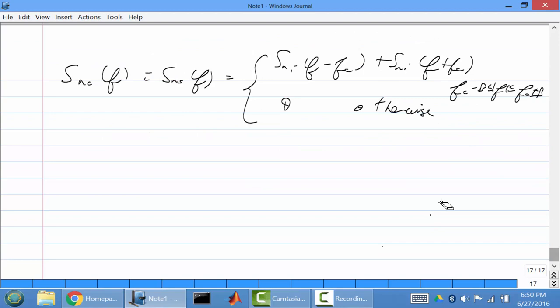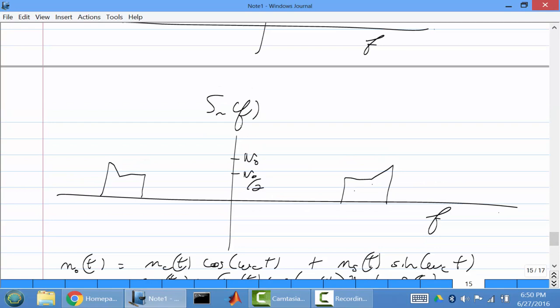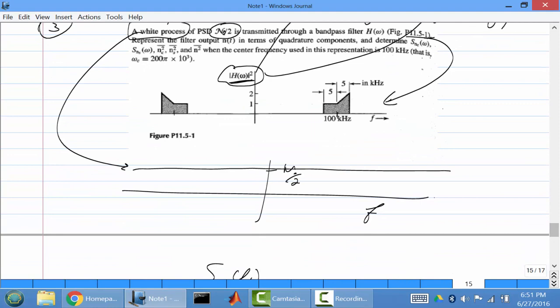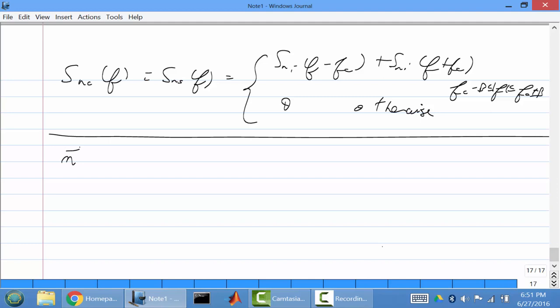But what's required is we need to figure out what the power spectral density of this is, or the area. So we have to figure out what the total output power would be. We can certainly do that. The power of the output is going to be the same as the power of the quadrature components, so you have to figure out what this area is.